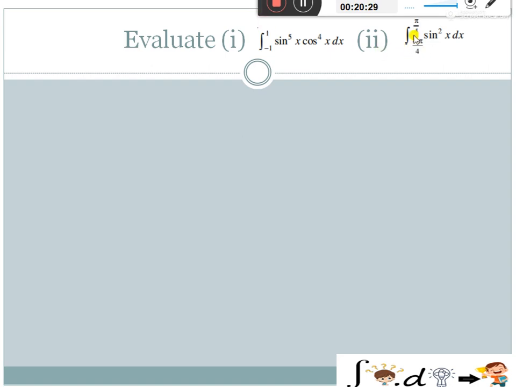Minus pi by 4 to pi by 4 sine square x dx. And now again we have the same limits with a change in negative sign, and therefore we have to check for the odd or even function. Here sin x is an odd function, but its power is even, and therefore it is an even function.